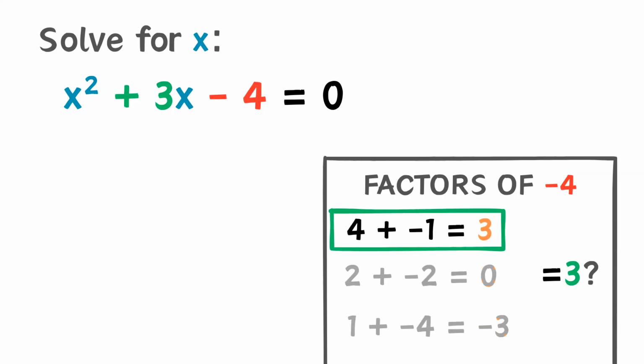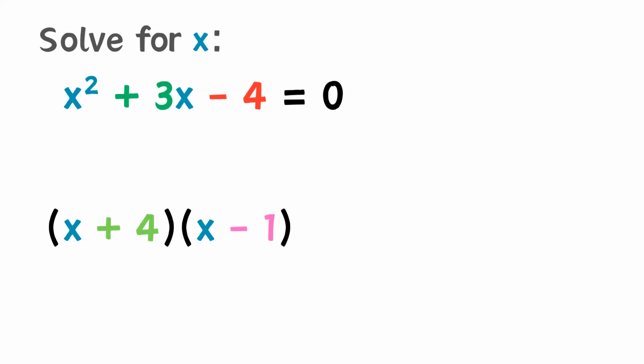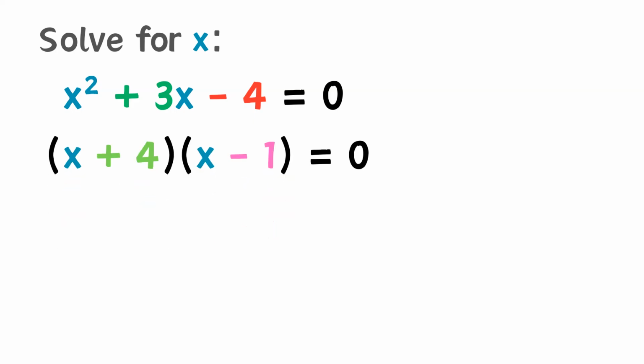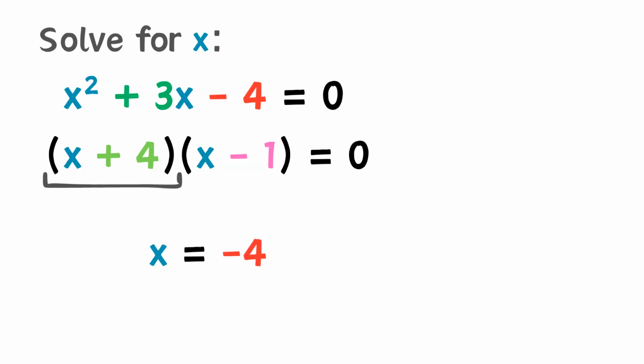4 and -1. So this polynomial can be factored as x plus 4 times x minus 1. Since anything times 0 equals 0, if either x plus 4 or x minus 1 equals 0, the entire equation will be 0. Now, when does x plus 4 equal 0? Isolating x, we see that x plus 4 is 0 when x is -4. So -4 is an answer.